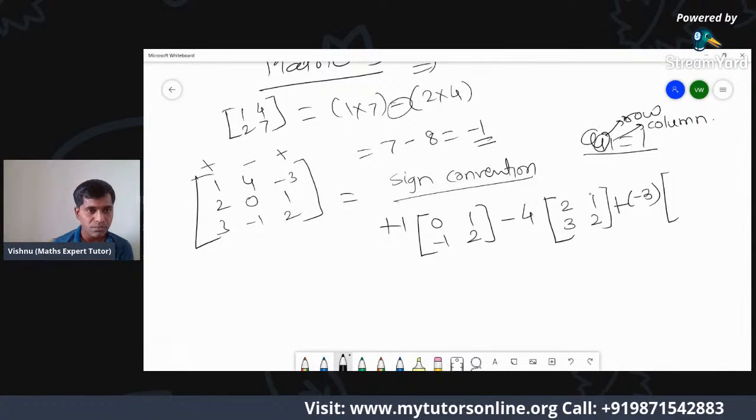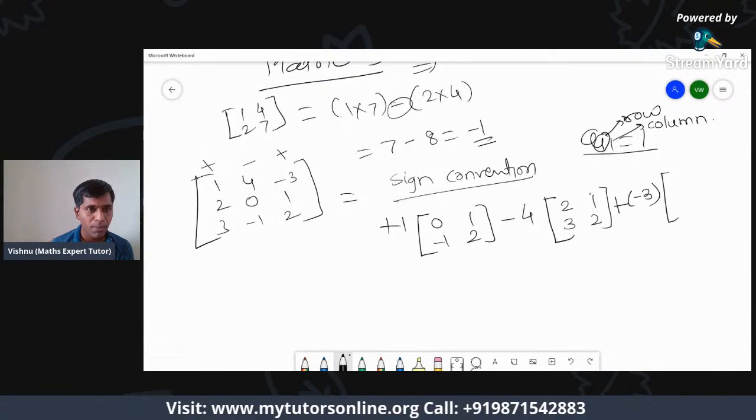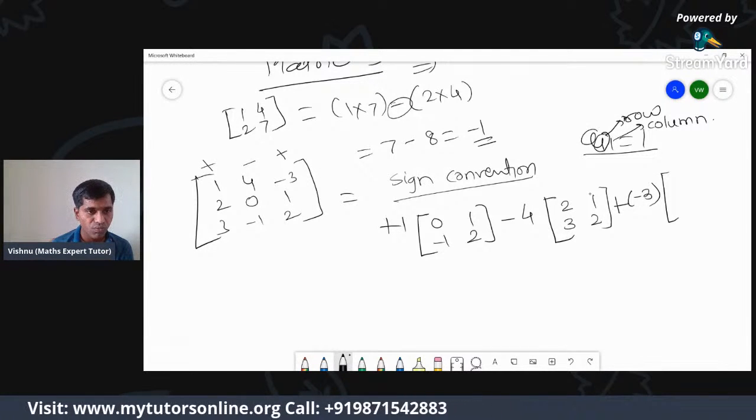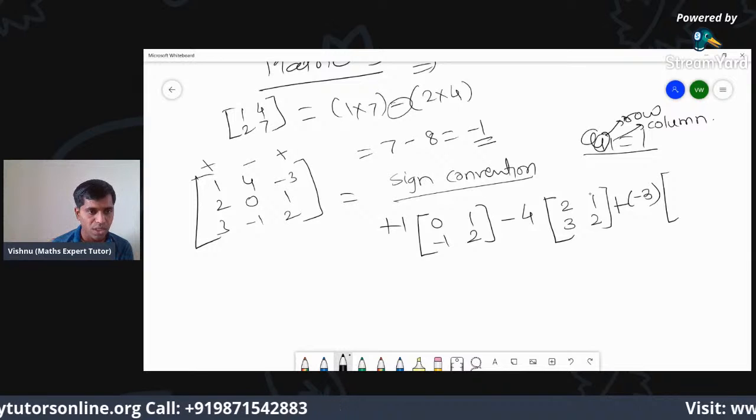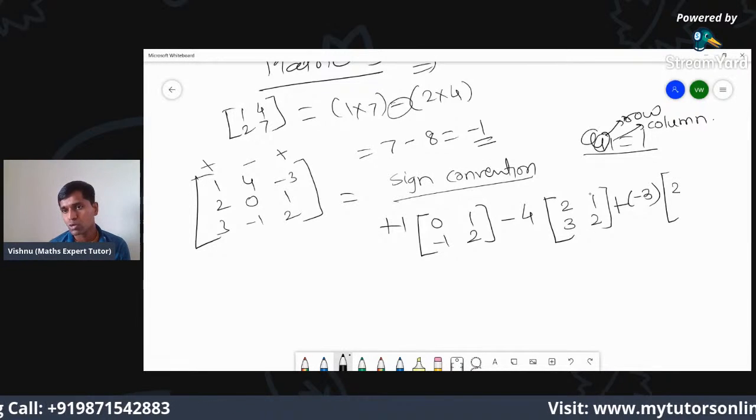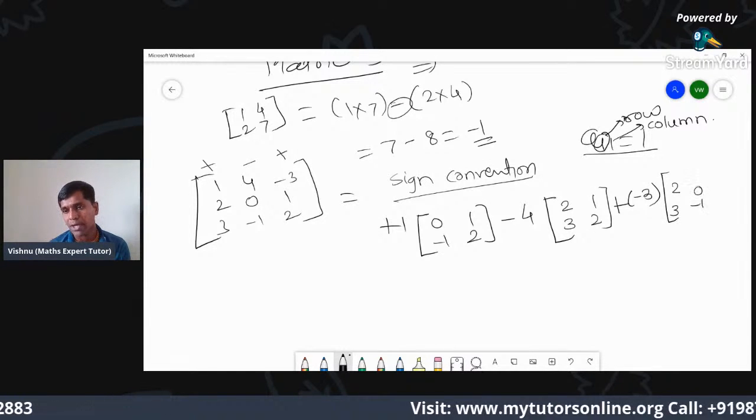Next. What is the minus 3? It is here. So forget this row and column. 2, 3, 0, minus 1.